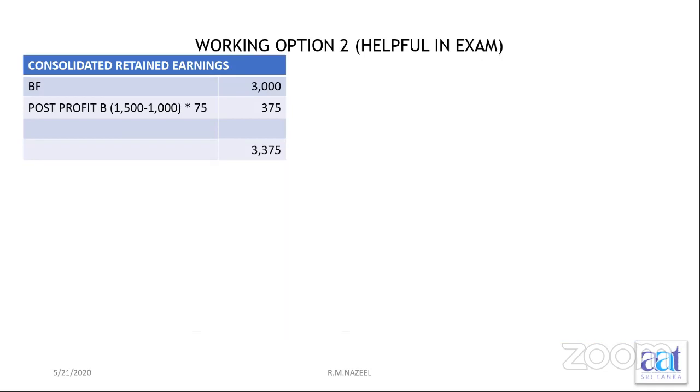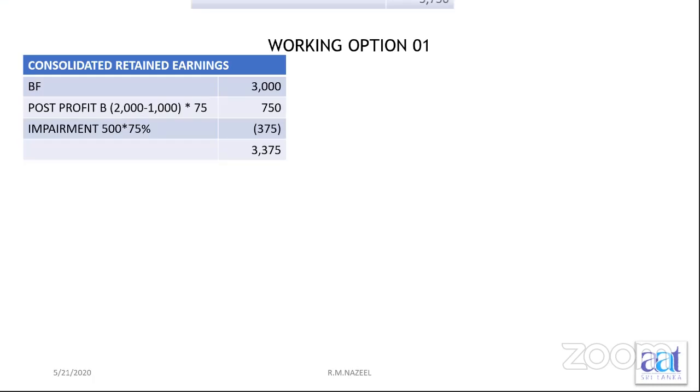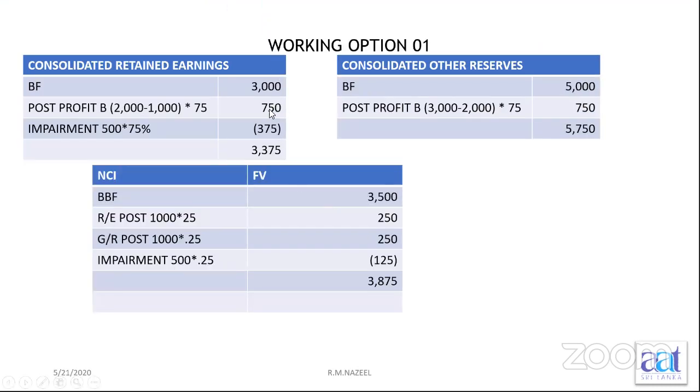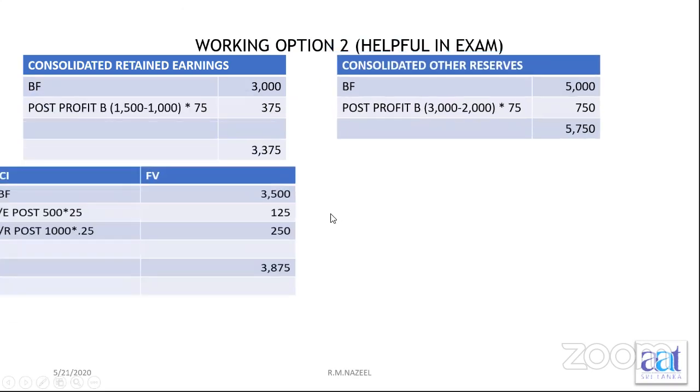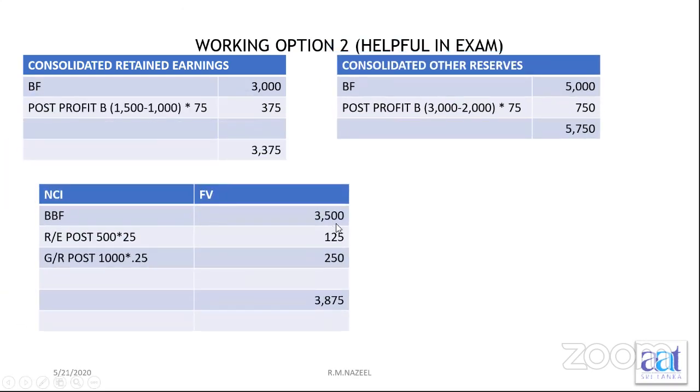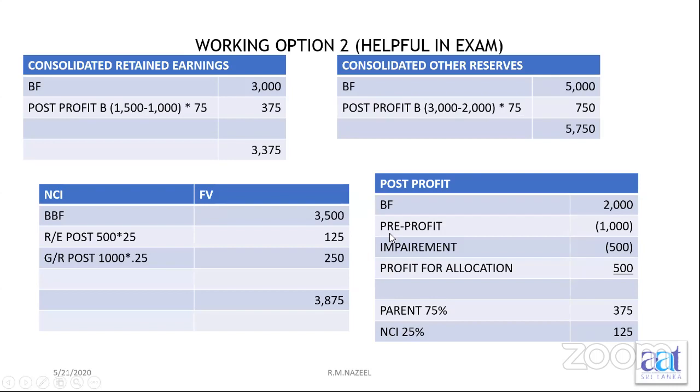Now you see here, in the previous one, option number 1, we took 750 and 375. Here we took 250 and 125. Net impact, see the net impact, 375 and 125. Personally I prefer that you debit the post profit, credit the goodwill, and reallocate so you don't miss it in the exam. You can keep that as a practice. This method, option number 2, will be easier and helpful in the exam to see how it happens.